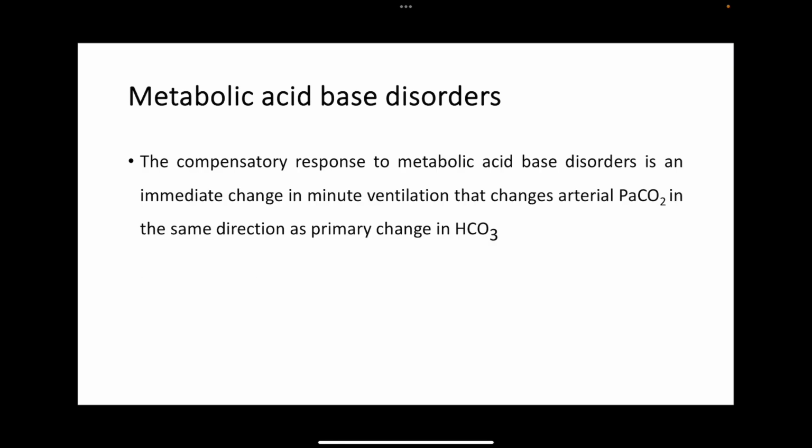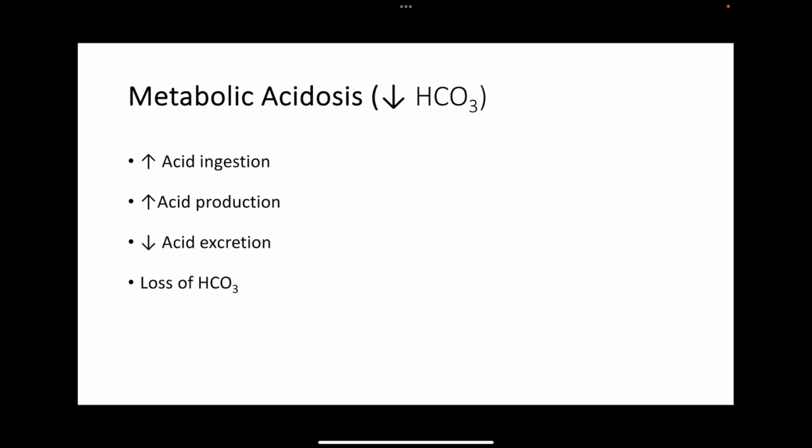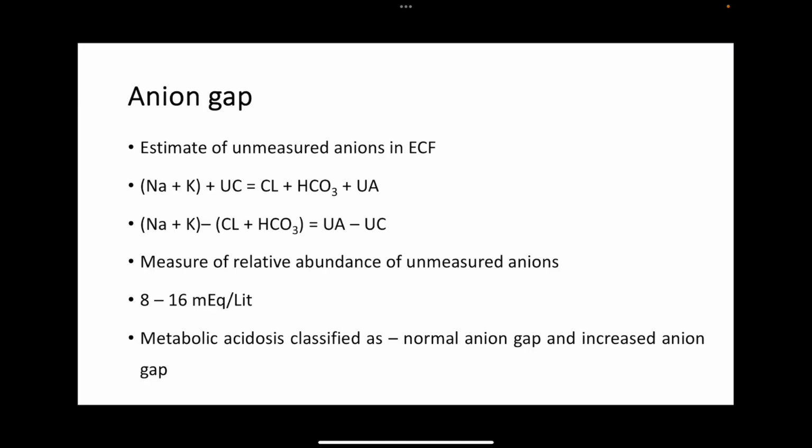In metabolic acid-base disorders, the compensatory response is an immediate change in minute ventilation that changes the arterial PaCO2 in the same direction as the primary change in the bicarbonate levels. So metabolic acidosis is the one where pH is reduced because of decreased bicarbonate levels. Now this can be because of increased acid ingestion, increased acid production, reduced acid excretion, or a loss of bicarbonate ions.